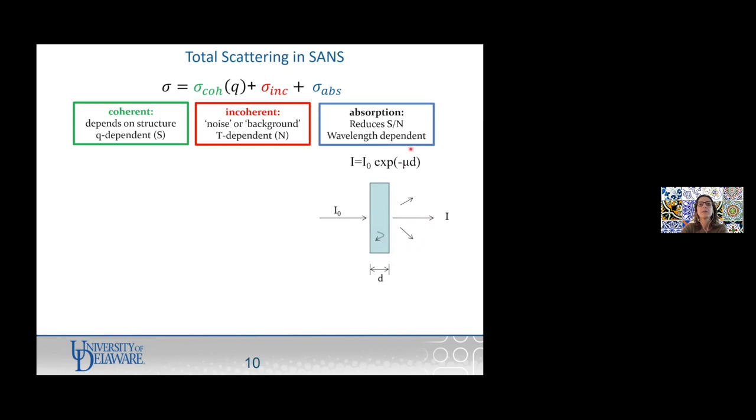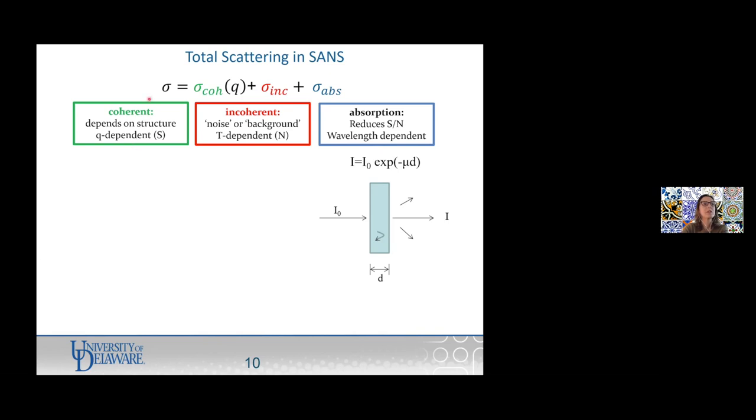We can quantify the absorption by measuring the intensities, or the flux, if you want, that goes through a sample compared to the incoming flux of neutrons. Now, this absorption actually reduces the signal to noise of what you want to measure, and it's wavelength dependent. The other two components are our main concern typically.